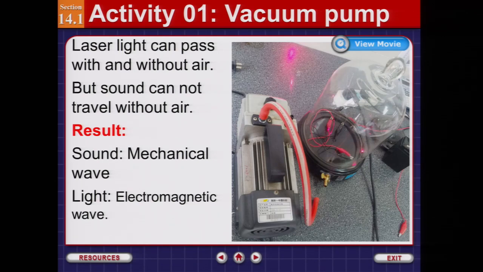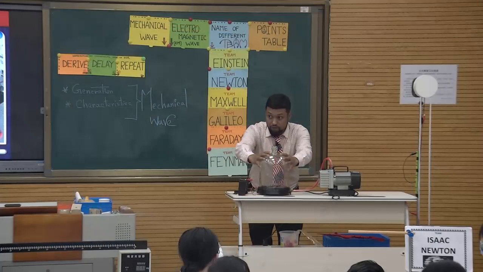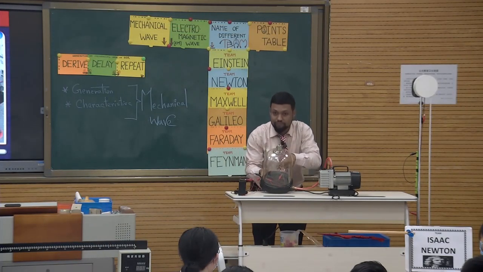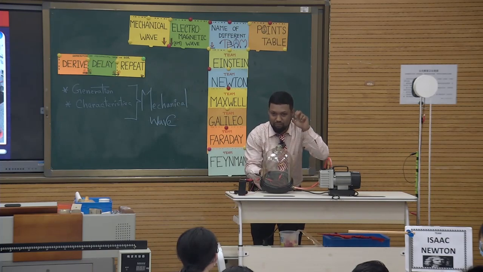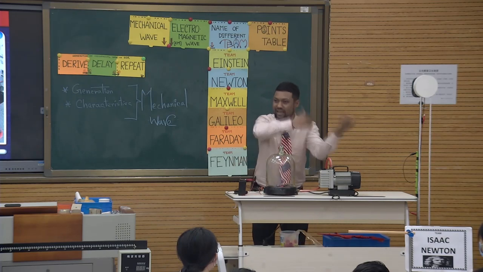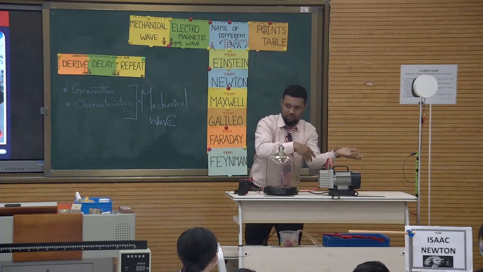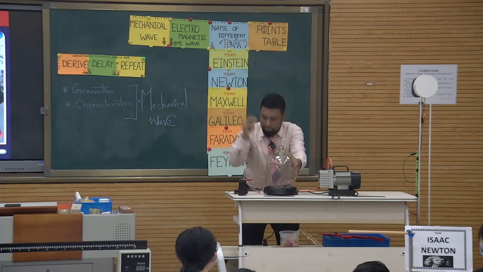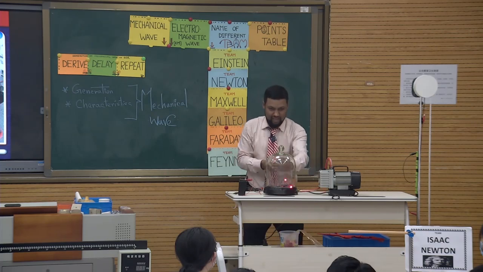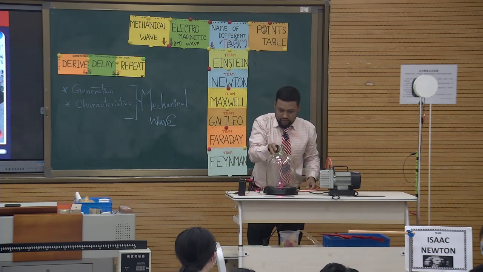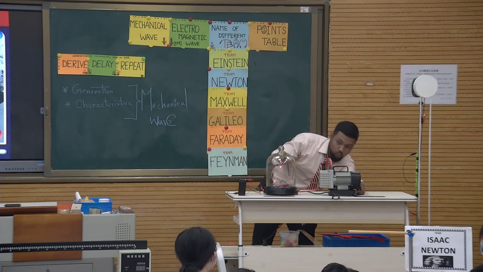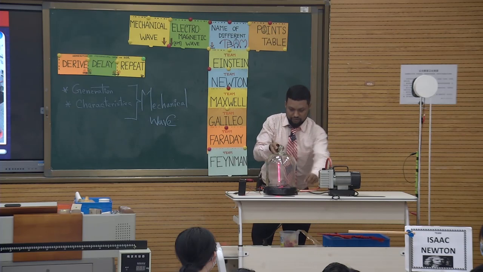Can you see that? It's a vacuum chamber, all right? It's clear inside. Over here, there is a buzzer. It can make a sound, like that. So whenever I make it vacuum, meaning I take the air out, you cannot hear the sound. But this is light, right? If I put the light, you can see the light. It will travel through both with air and without air.